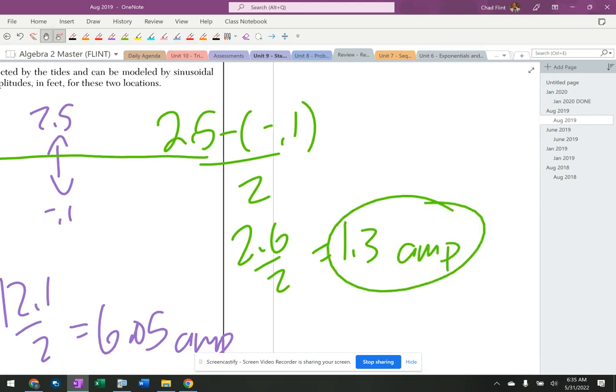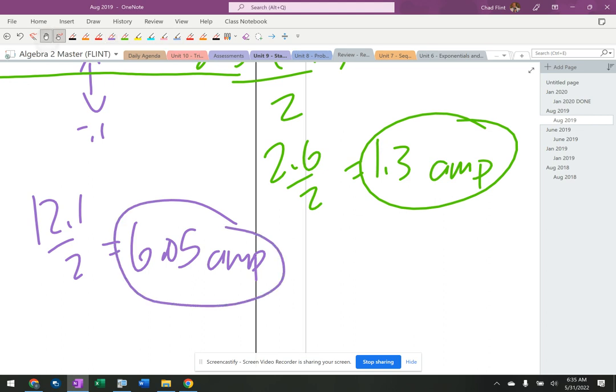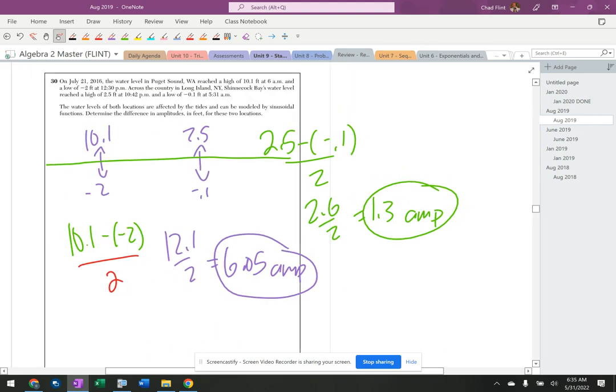There are other ways you could do it. You could draw a little sketch. You could be more formal with what your drawing looks like, but you're just finding the difference between the midline and the top, or the midline and the bottom, is what you're looking for.